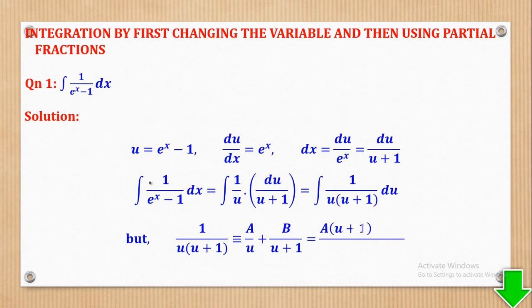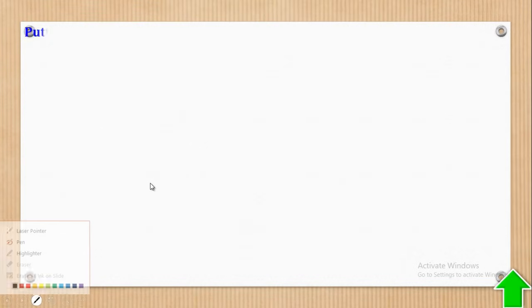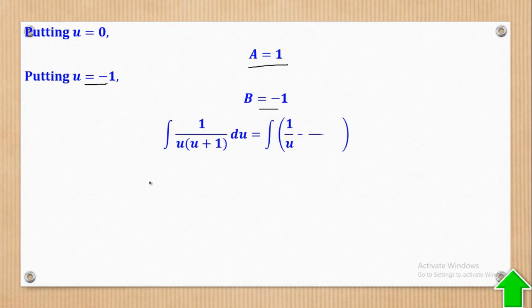partial fractions. Therefore, this will be equivalent to this, and equating the numerators, 1 is equivalent to a in brackets u plus 1 plus bu. So putting u equal to 0, a will be equal to 1. Putting u equal to negative 1, b will be equal to negative 1. Therefore, this integral is the same as this integral, so I'll have to integrate it.